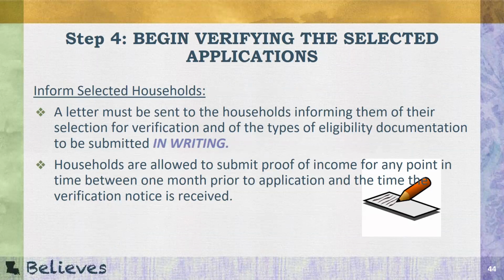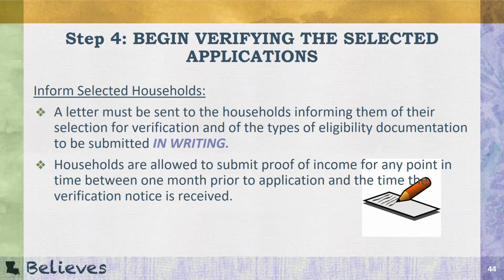Step 4, begin verifying the selected applications. Once selection procedures are complete, the LEA proceeds with household notification. Requirements for household notification of selection for verification are included in 7 CFR 245.6A F. When a household is selected for verification, the LEA must inform the household in writing of its selection and must provide a list of the documents or other forms of evidence the household must submit to the LEA.